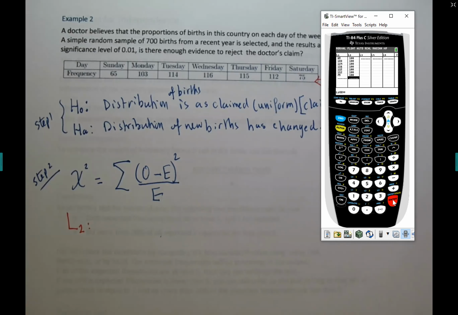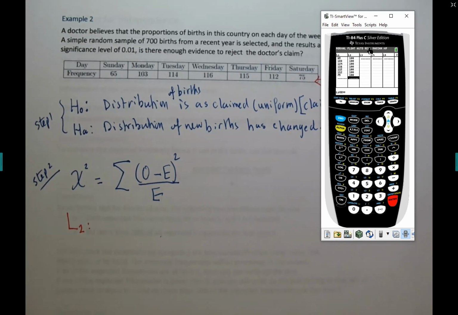That's what he thinks. The doctor believed it should have been 100 each day, but that's not what we got. But the question is, is this very close to 100, 100, 100, 100, 100? I mean, 112 looks close to 100. 116 looks close, but I'm just looking at 65, 75. They don't seem to be very close. So probably the doctor's claim is wrong. Maybe we're going to reject his claim.